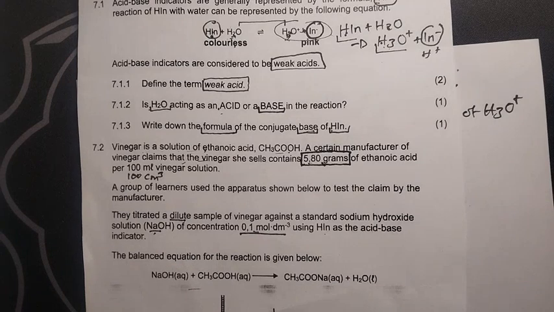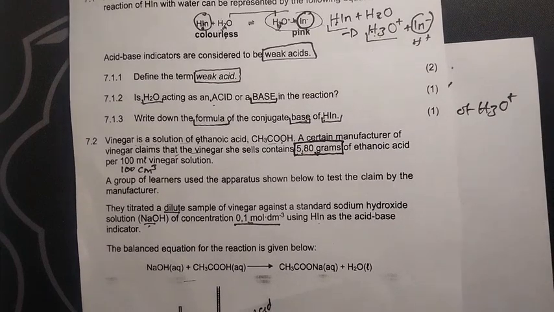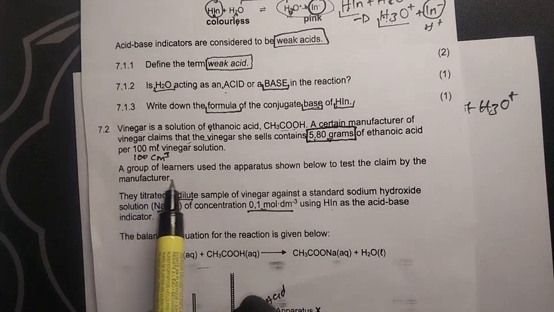Okay, so now they say here, a group of learners used the apparatus shown below to test the claim by the manufacturer, which means they were trying to check if this thing is true or not. They prepared something. A group of learners tried to do this to prove whether it is true or not true.